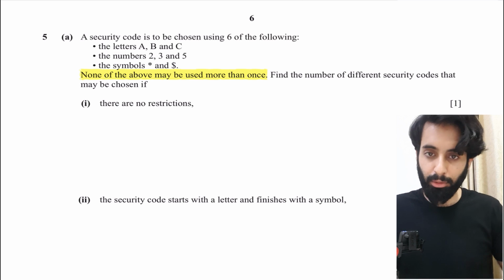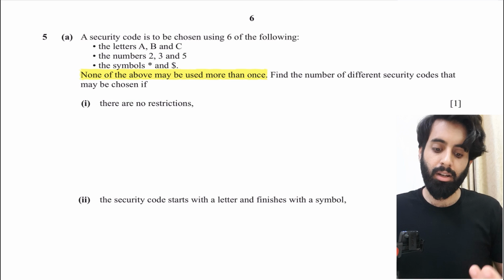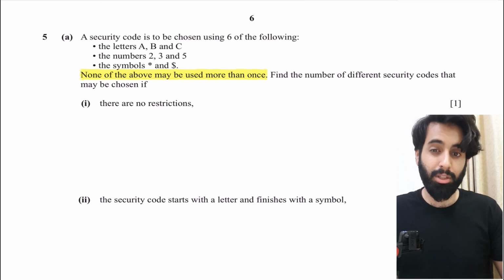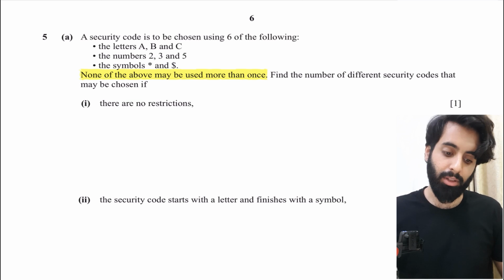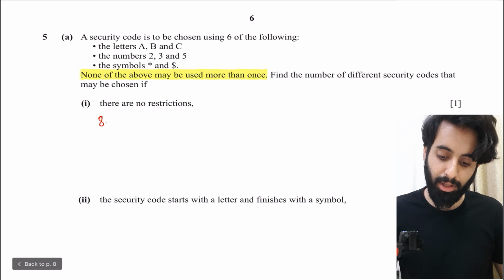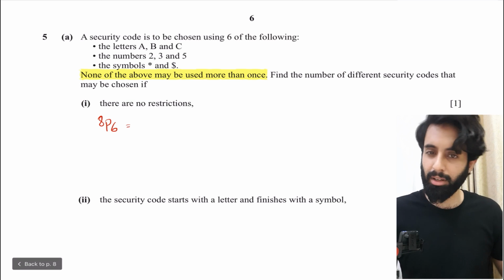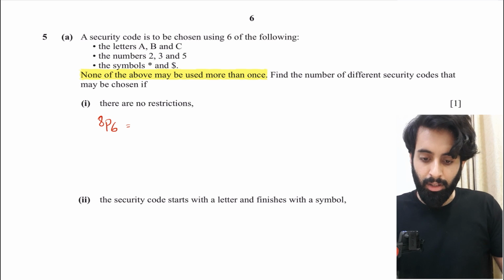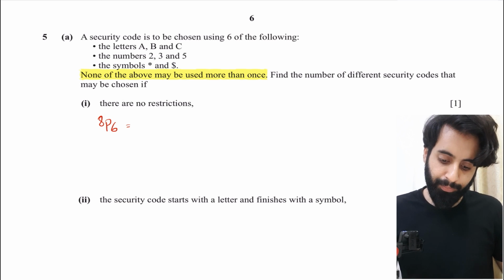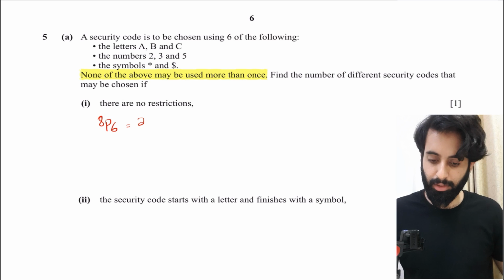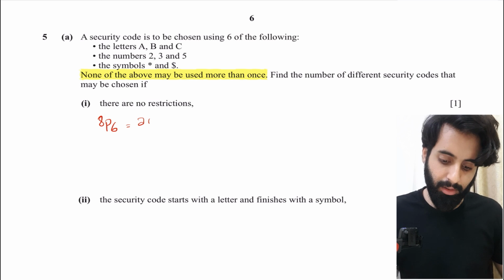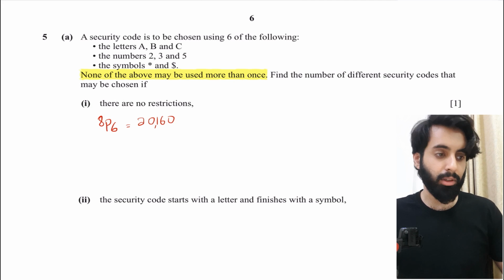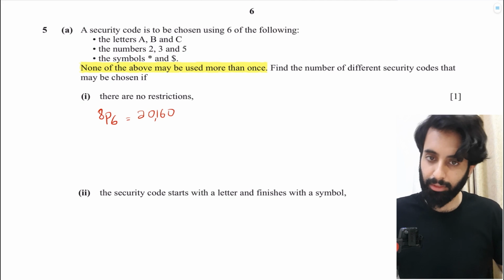So we have a total of 8 to choose from, and we're going to be choosing 6, but again we're going to choose them and also arrange them. So in short, I'm going to be using permutation. The answer to the very first part is pretty simple. It's going to be 8P6, a no-brainer. 8P6 is equal to 20,160. That means you can make a total of 20,160 codes if there are no restrictions.